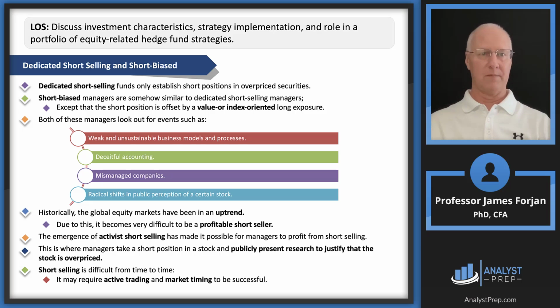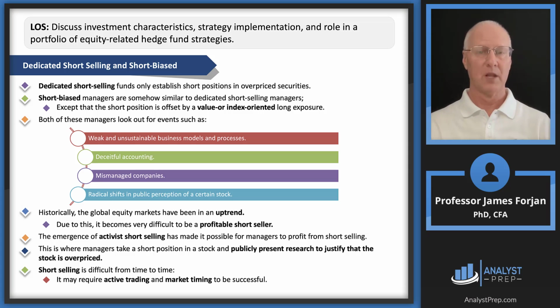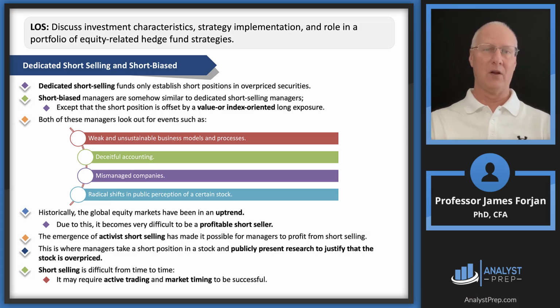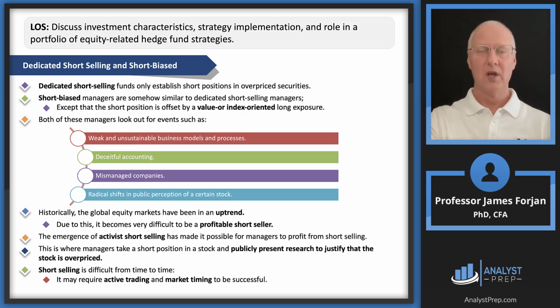All right, how about this second part? Dedicated short selling, and then short bias. So dedicated short selling, this is short positions only. Short bias, well, they're biased. What did we go back to, that long short? What did we say in one of those slides? It was 40 to 60%, maybe up to 80% long positions. Well, the short bias would just be the reverse of this.